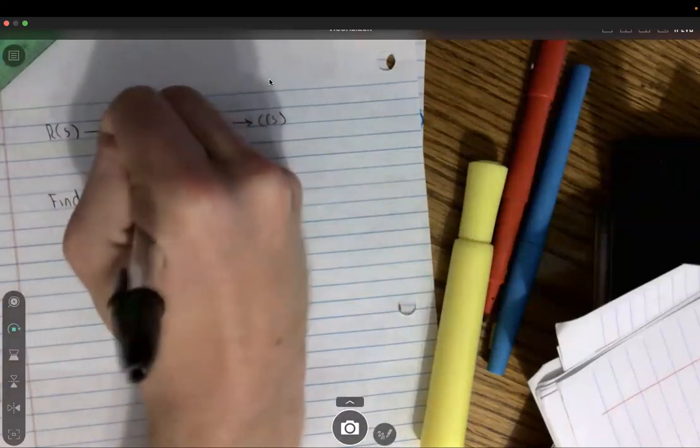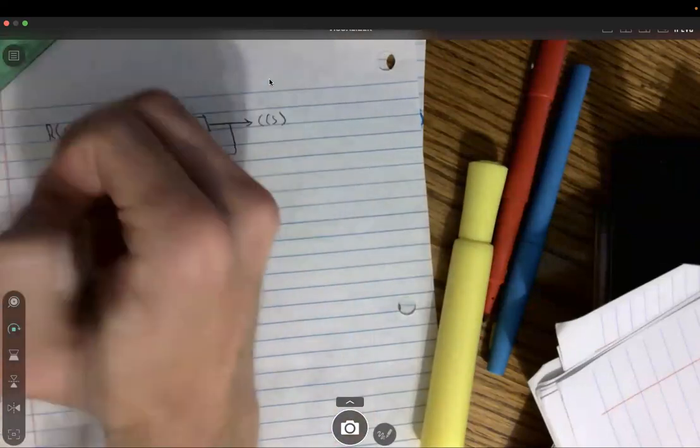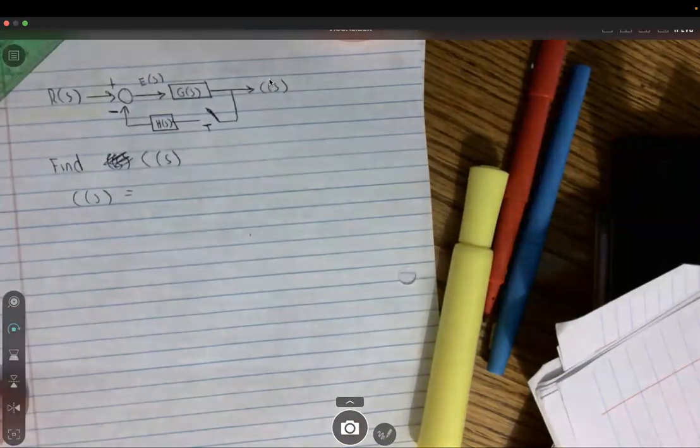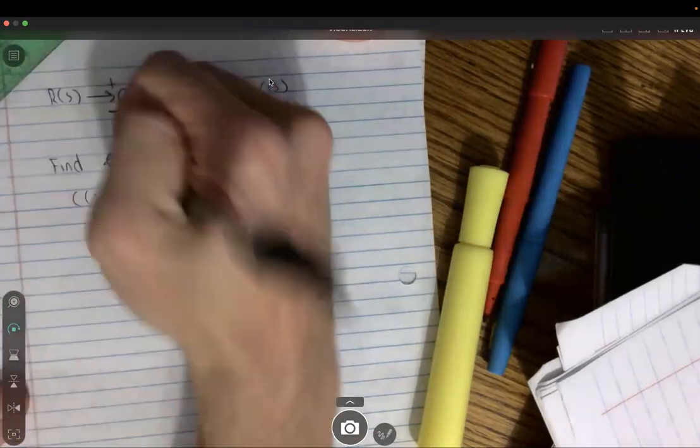So let's make our equations. Our C of S is equal to, what is it going to be? It's going to be basically our transfer function G of S.